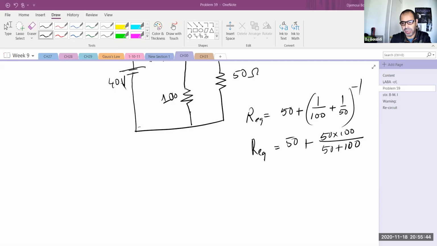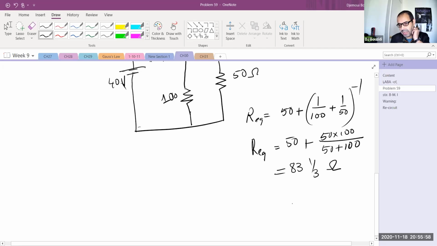So it's going to be 33.3 ohms plus 50, so it's going to be 83.3 ohms. 83 and a third of an ohm. Okay, so that is the entire R equivalent. So that gives me I1. I1 is going to be the 40 volts divided by 83 and a third, or 83.33 if you like.